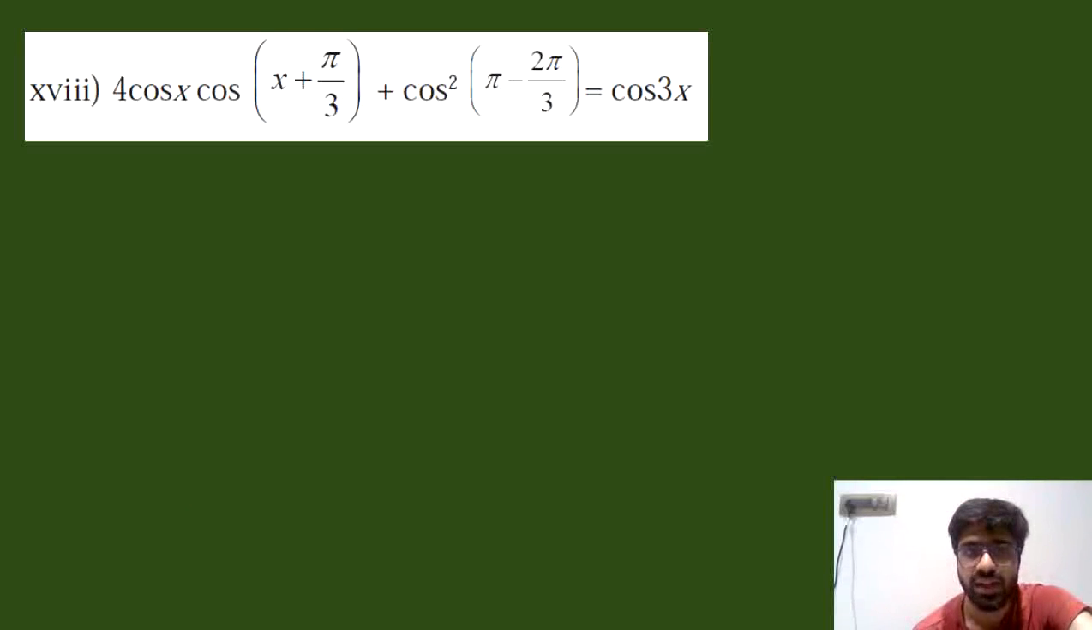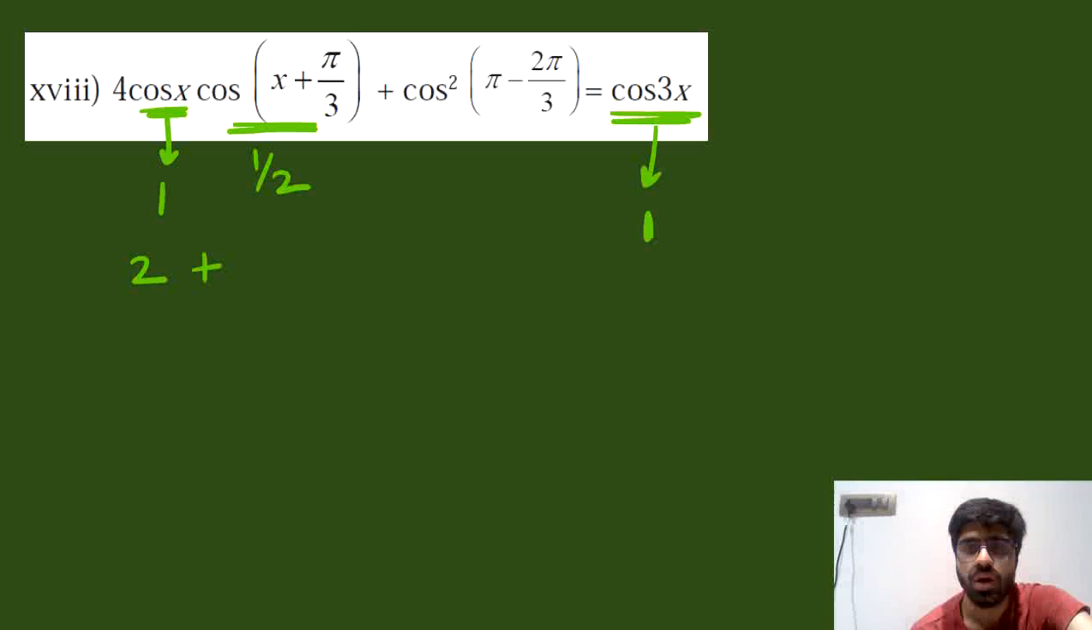Okay. The second last question in this video. I think there is a typing error in this particular question from the textbook, because when you are putting x equal to 0, by putting x equal to 0, we are getting a 1 on the right hand side. And when you put x equal to 0 here, this will be 1. This will be cos pi by 3, which is equal to half. So 4 into 1 into half, that would be 2.